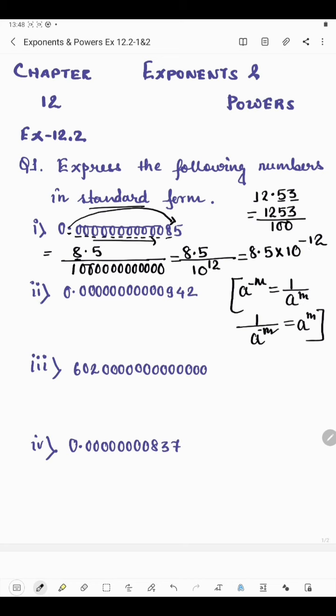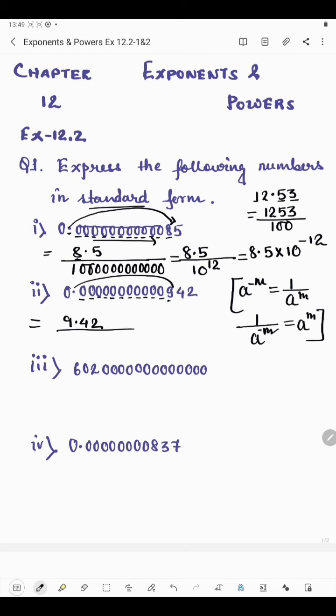Now in the next part we have 0.0000000000942. According to the rule, we'll keep the decimal in such a way that before decimal there will be only one digit. So here this point is shifted here, so it will become 9.42. See here below, before decimal only one digit is there. Now we will check decimal is moved to how many places to the right. So it's 1, 2, 3, 4, 5, 6, 7, 8, 9, 10, 11, 12.